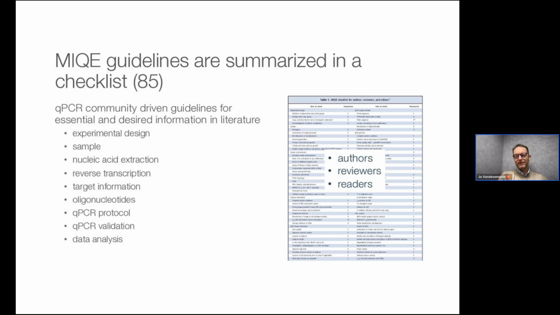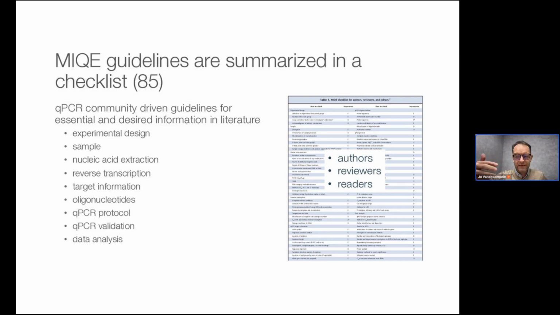So before I continue on the problem, I just want to indicate what that historic MIQE guideline particularly is. It's actually a community-driven set of guidelines that describes essential and desired information in literature. It's about 9 chapters depicted here on the left, and the checklist is depicted on the right, and it really serves 3 purposes.